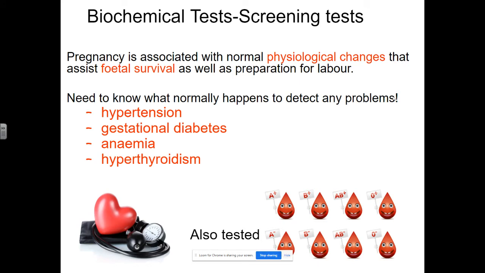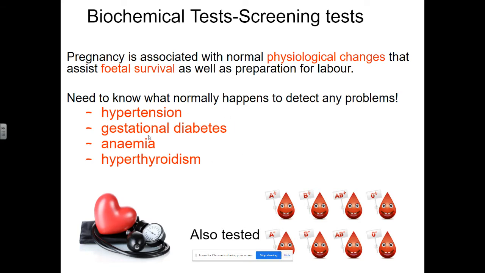Biochemical tests. Pregnancy is associated with normal physiological changes in the woman's body to help the fetus survive, as well as prepare for labour. So we need to know what normally happens to detect any problems. We check a woman's blood pressure, looking for high blood pressure, hypertension.